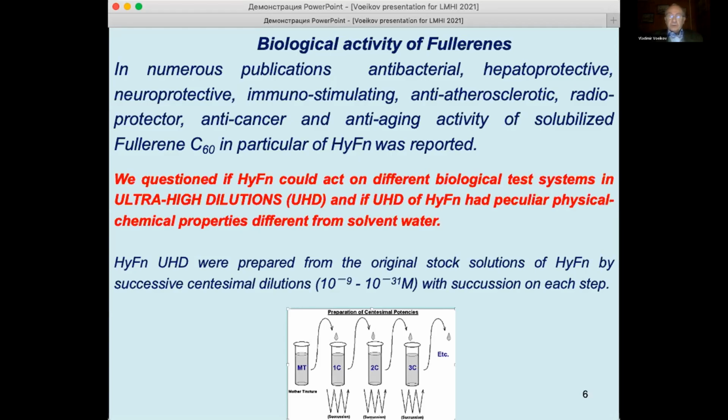We prepared ultra-high diluted hydrated fullerenes by the traditional procedure from the original stock solutions of hydrated fullerenes using successive centesimal dilutions down to a calculated concentration of 10 to the minus 31 molar, in order to overcome the so-called Arrhenius barrier. And with succussion, or better to say, prolonged vortexing at each step.